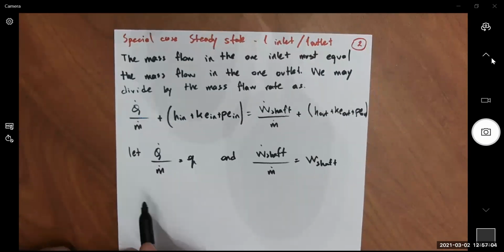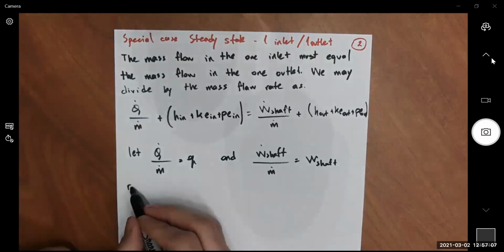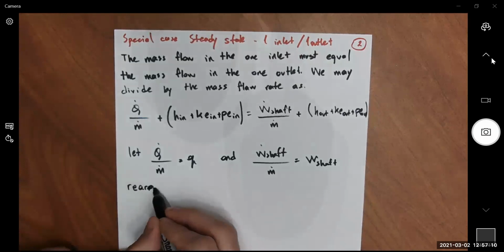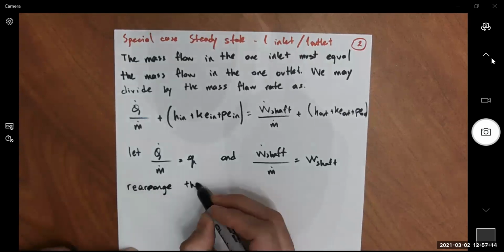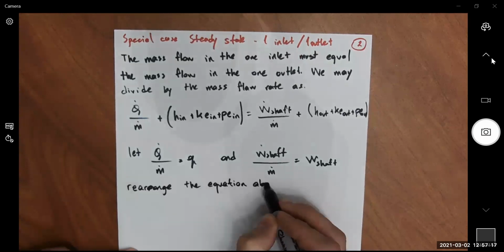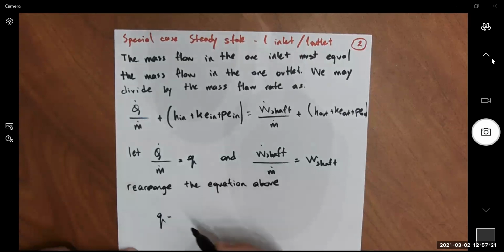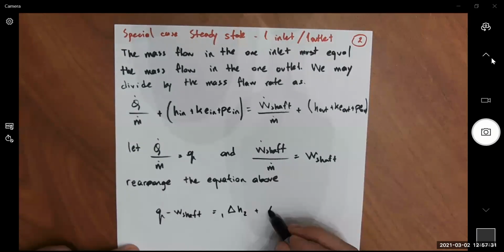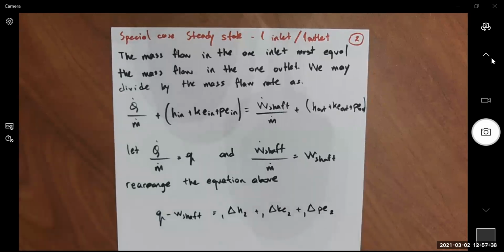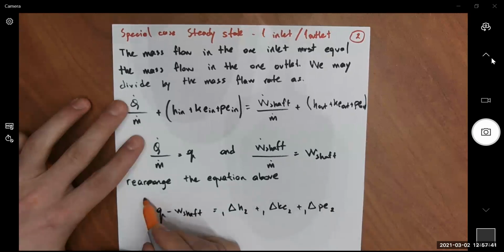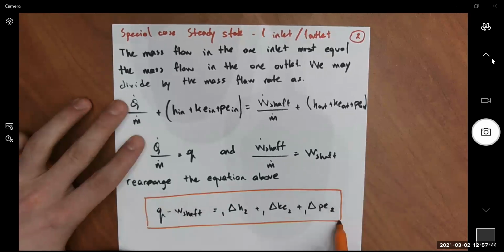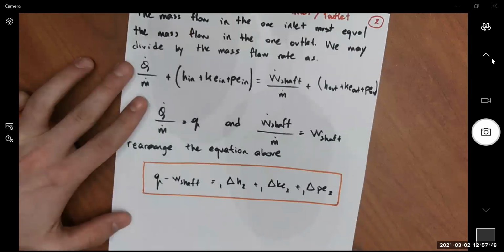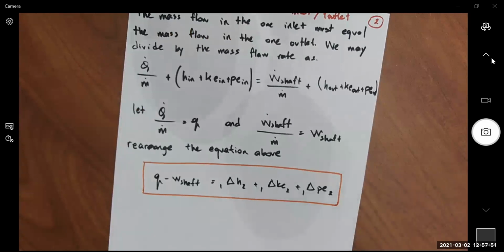And our equation, if you rearrange the equation above, what we have for one inlet, one outlet, steady state: q minus work shaft will be equal to the enthalpy difference plus kinetic energy difference plus potential energy difference. Okay.